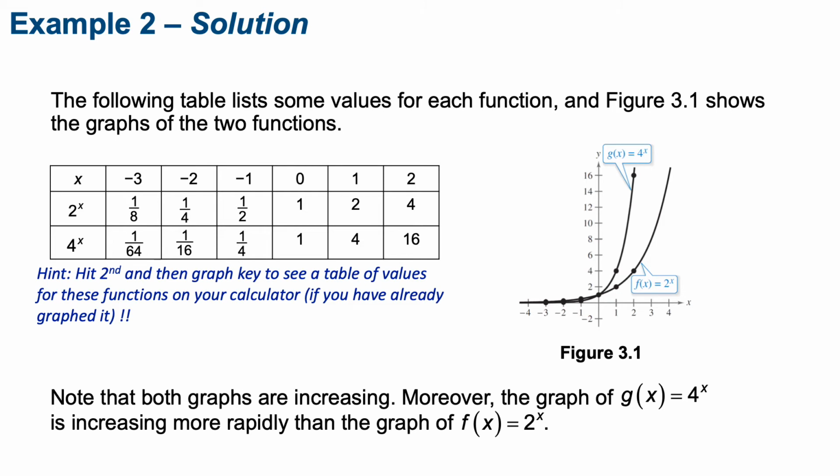So 2 to the -3 is 1/8, 2 to the -2 power is 1/4, and so on. And so it would look like this. However, this is a shortcut, okay? So listen up. If you had already graphed it like we did in the previous slide, all you need to do is hit second and then that graph, and the calculator will reveal a table with the data points all in there very nicely.